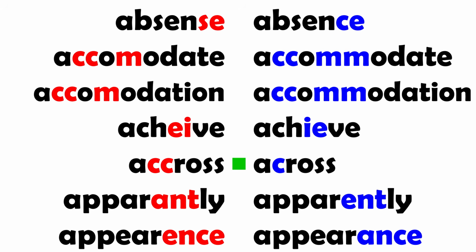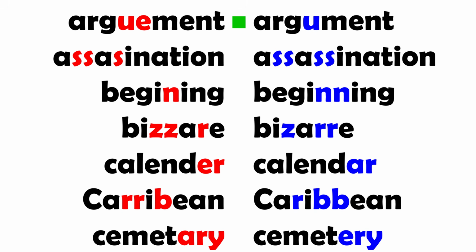Across. The correct spelling has 1 C. Apparently. The correct spelling is ENT, not ANT. Appearance. The correct spelling ends with ANCE. Argument. No E after the U in the correct spelling. Assassination. If you want to write this word correctly, then double the S. Beginning. Double the N before the ing. Bizarre. The correct spelling has 1 Z and double R.